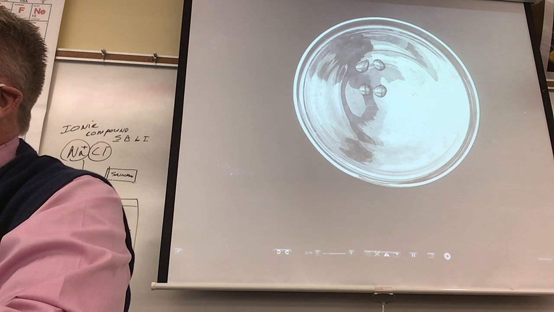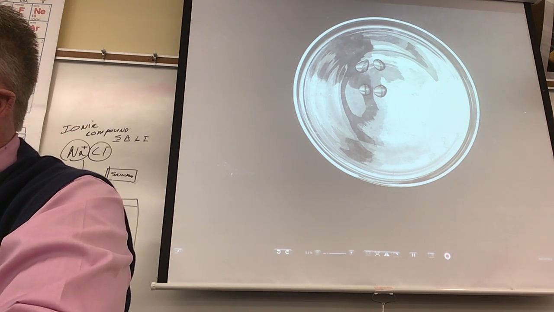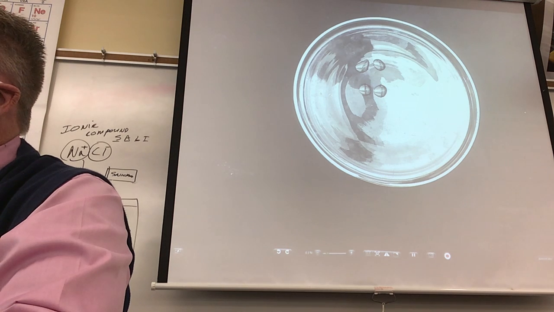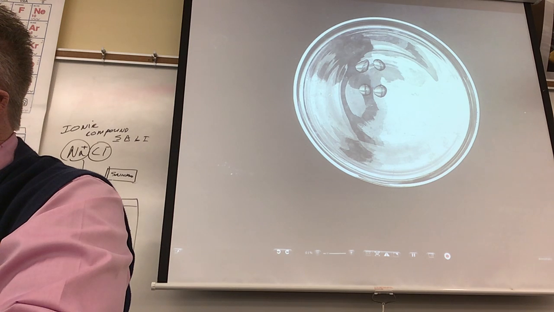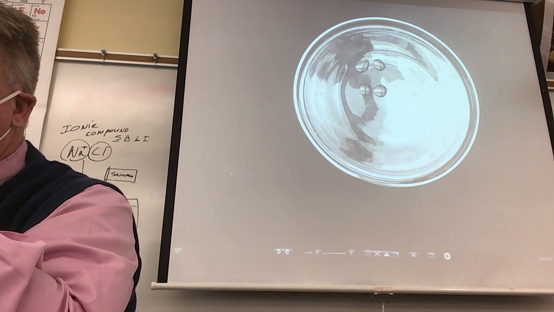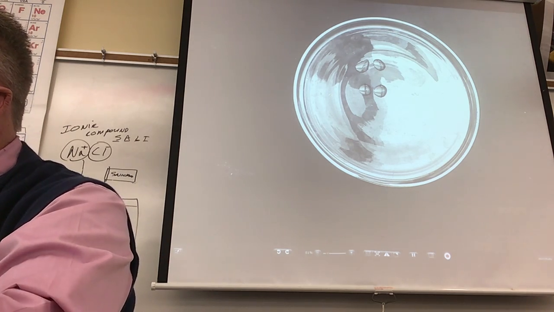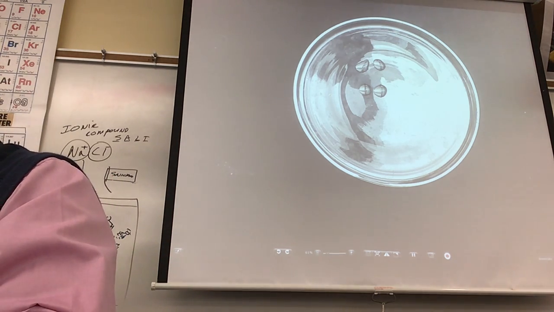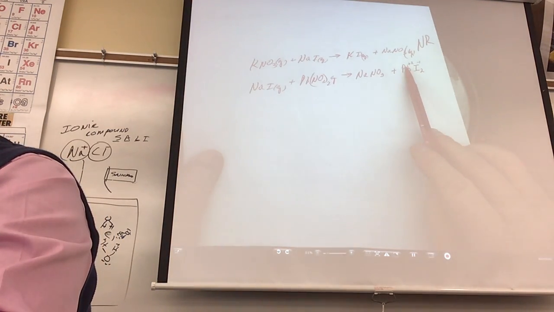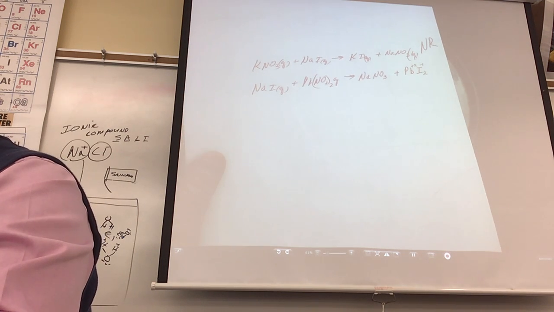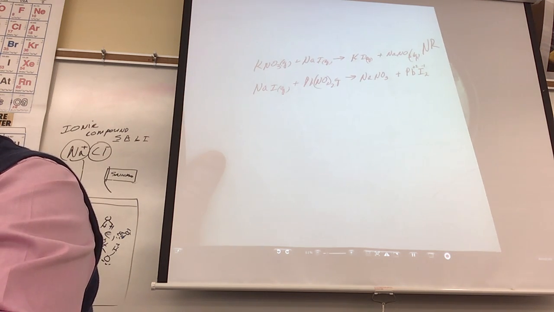Which one? Lead 2 or lead 4? Yeah, you start out with lead 2, so it's going to be lead 2, okay? So lead 2 iodide. How do you write the formula for lead 2 iodide? Here, look right here. You said lead 2, so that's plus 2, right? Look up in the chart. What's the charge on iodine going to be in a compound?